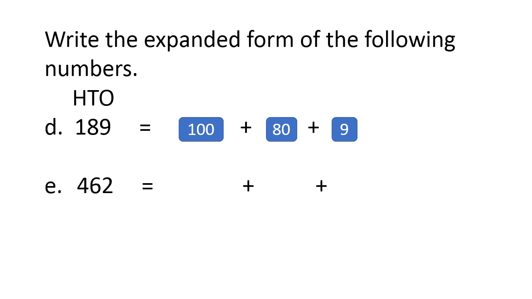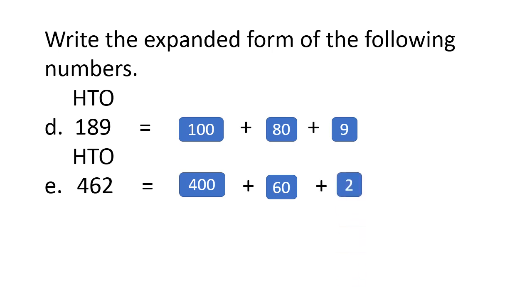Now in E part, here is a numeral 462. Write places: ones, tens and hundreds. So the hundreds place value is 400 because 4 is there. We will multiply 4 by 100. And tens place, 6 multiplied by 10, 60. And ones place value is 2. So what is the expanded form of 462? That is equal to 400 plus 60 plus 2.